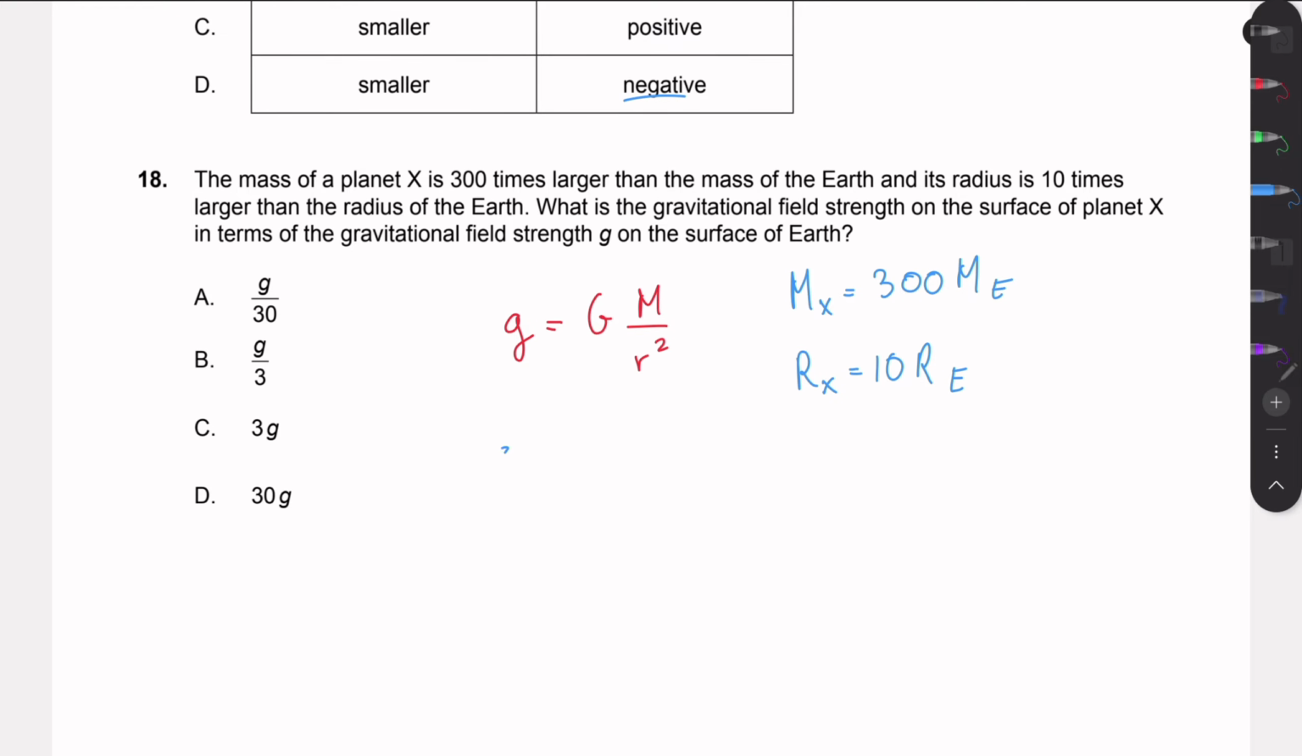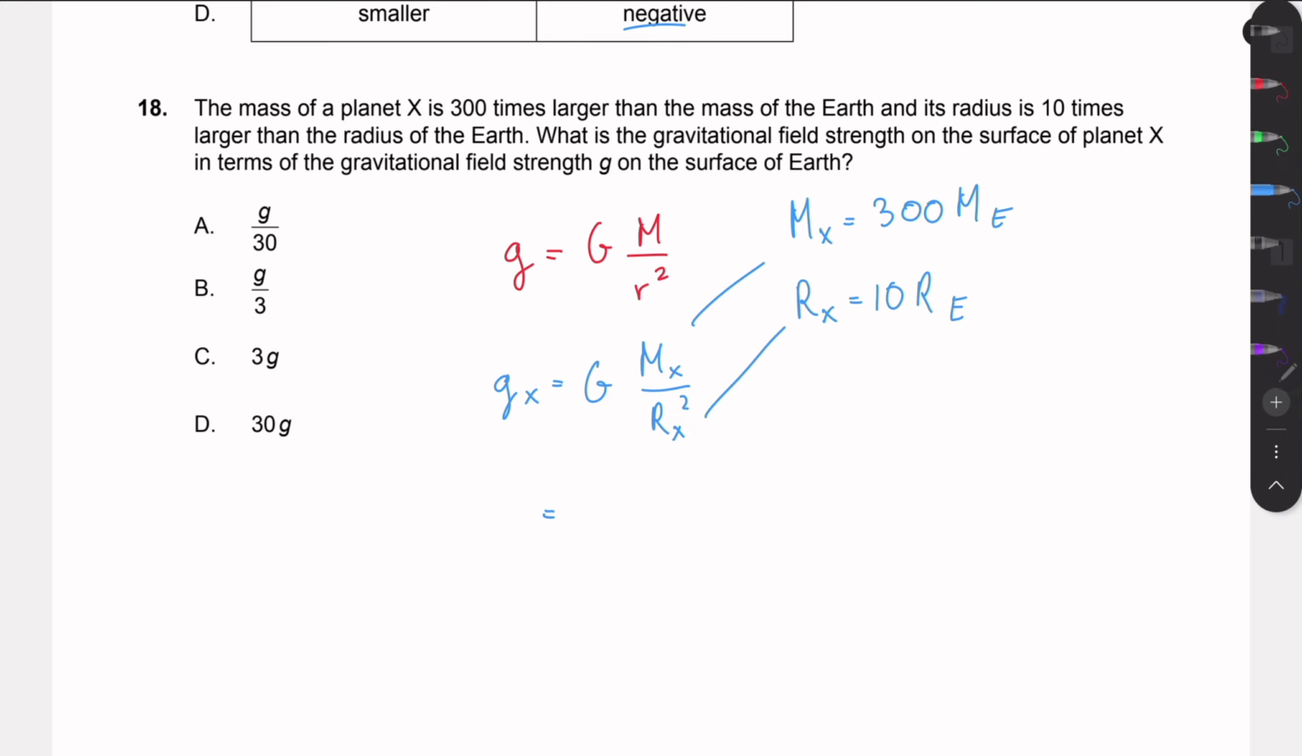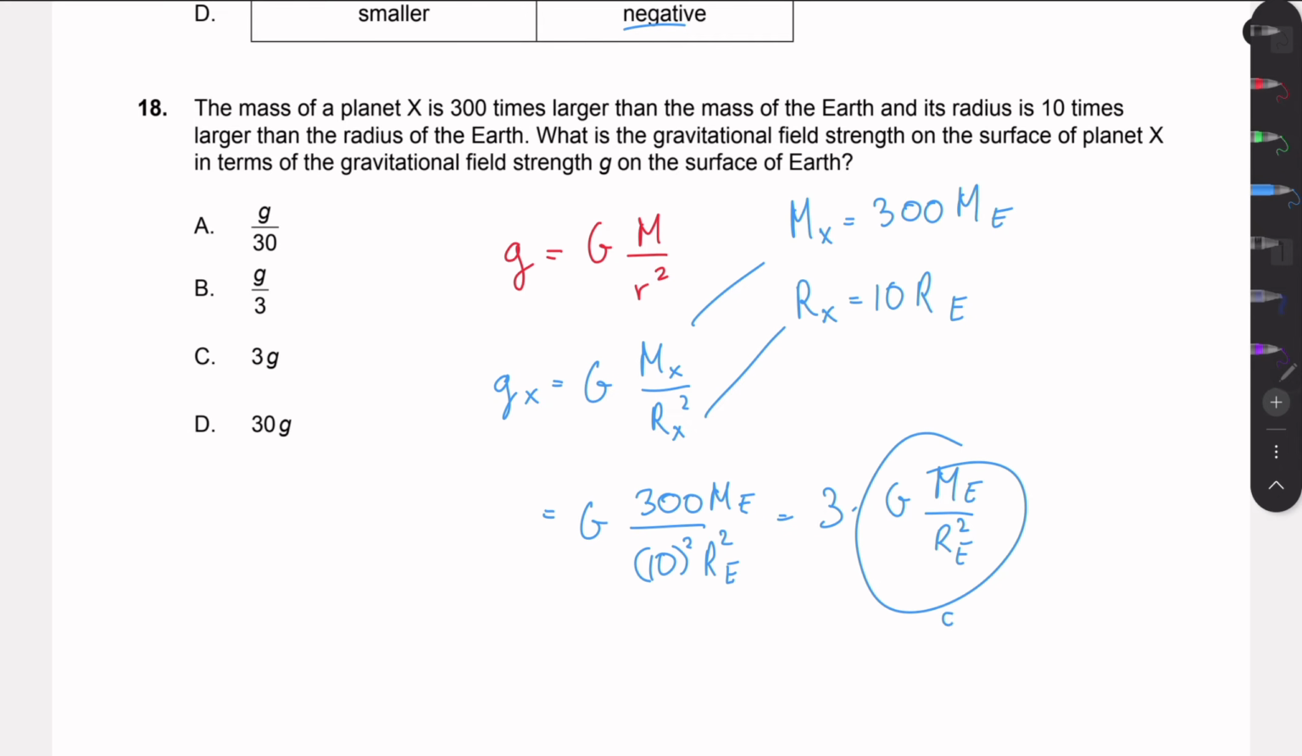Well, gx will just be G times Mx over Rx squared, and then we can plug these in terms of the radius of the Earth and the mass of Earth. So that will just be 300 Me over 10 squared Re squared. So that's going to be 300 over 100. So that's going to be 3 times G times Me over Re squared. So it's going to be 3 times that of Earth, like this.